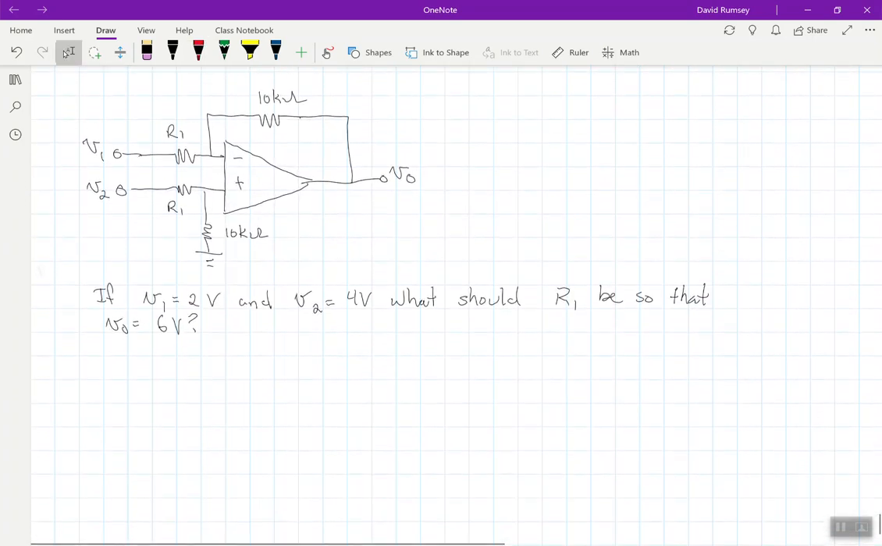All right, so we're going to look at one more example problem here. And again, we're going to see what the question is, but before we even look at the question, we want to identify the type of amplifier this is. And looking at this, this would be a difference amplifier.